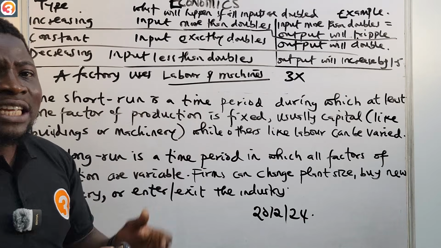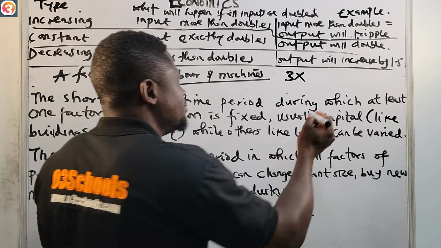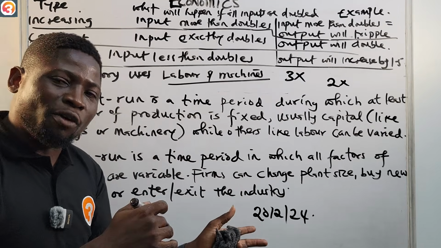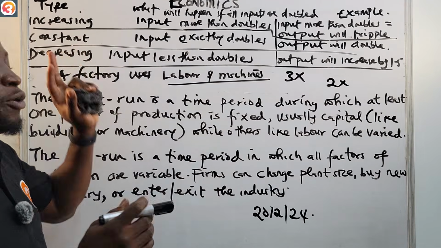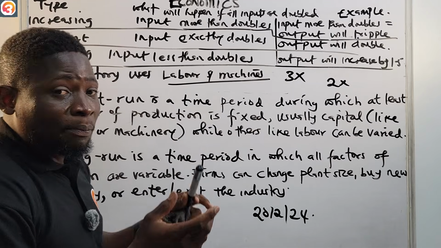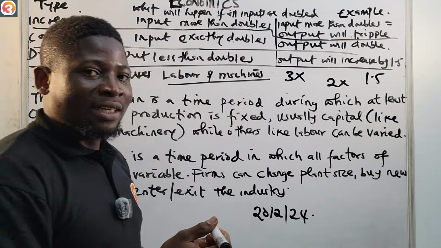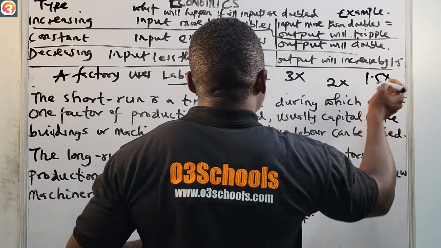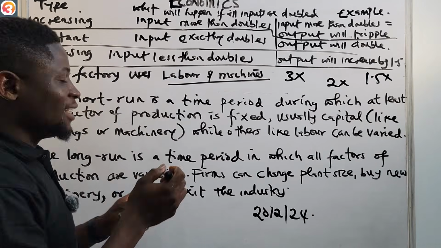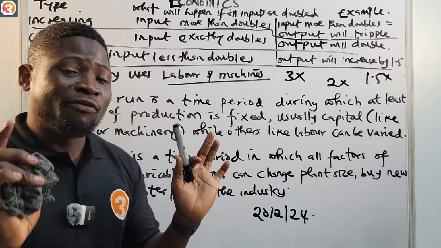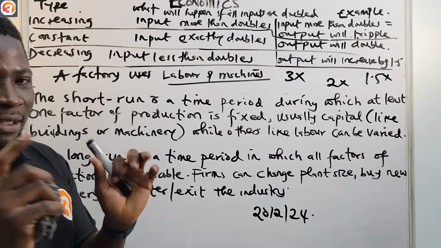Now, if it gives you exactly 2 times the number of shoes you were making before, that would be an example of constant returns to scale. But if it gives you 1.5, that is less than times 2, that's an example of decreasing returns to scale. Very easy. I'm sure by now you understand fully what returns to scale means.